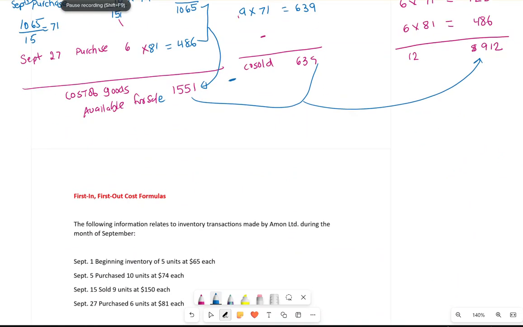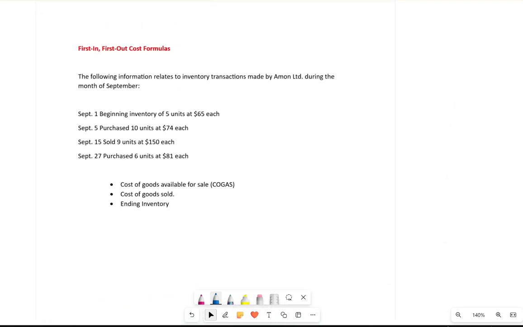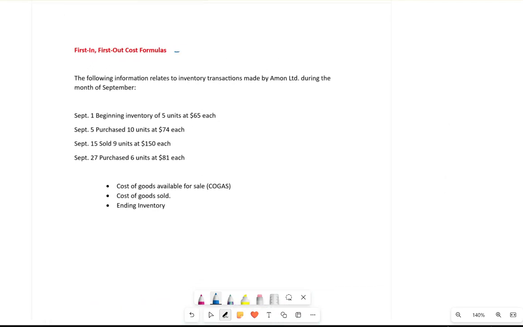Now we're going to go to our first in first out inventory, and we are going to use the perpetual inventory system to calculate it. Perpetual.